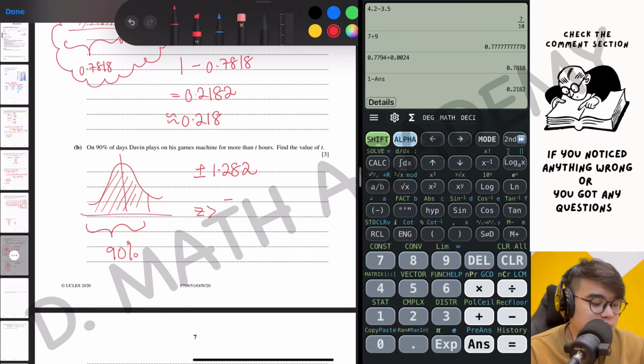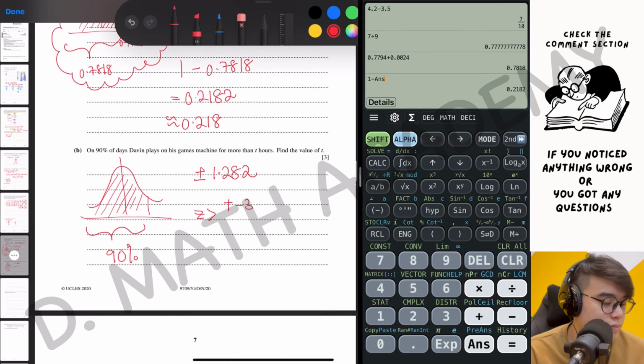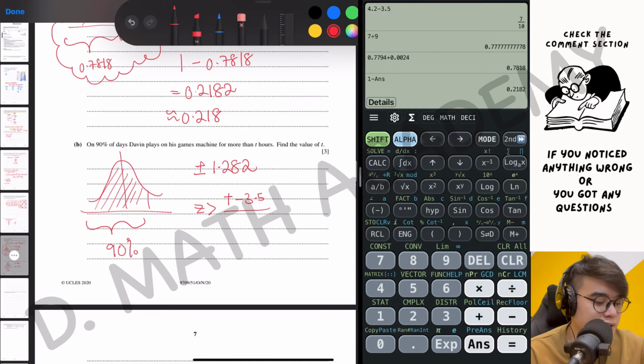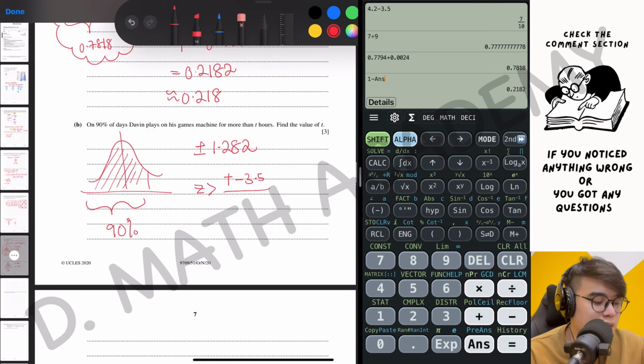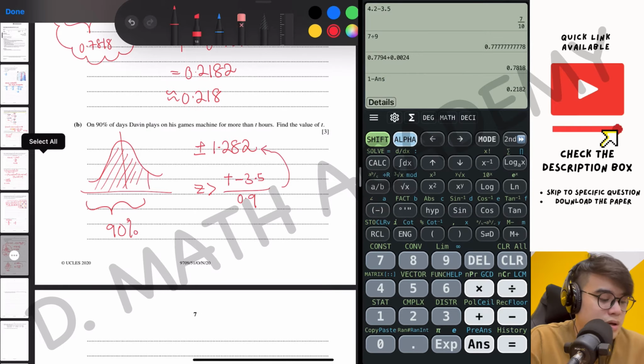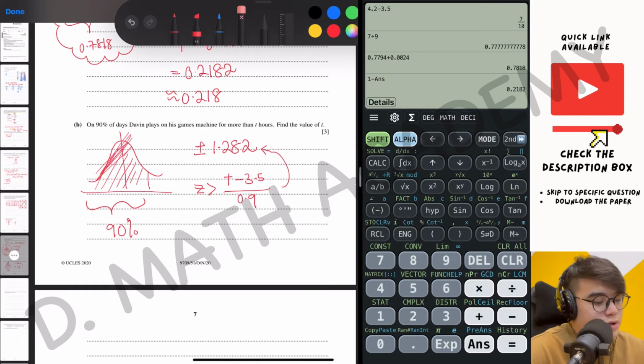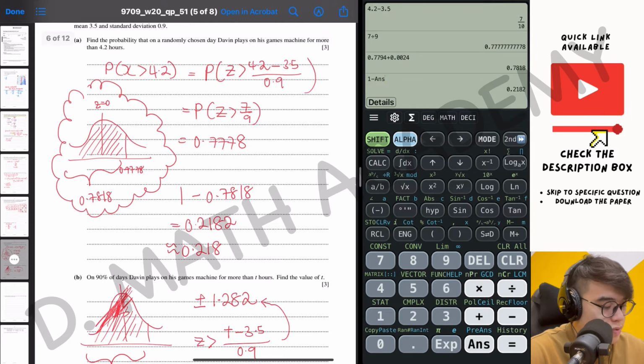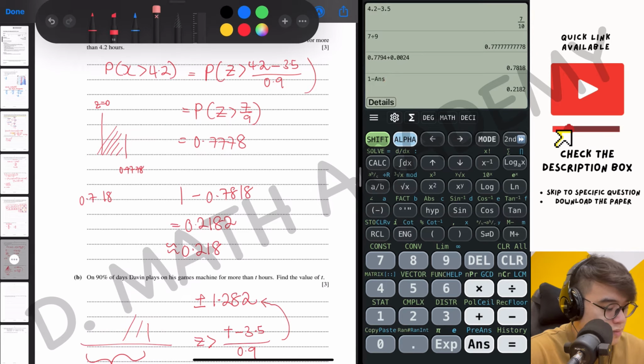Z value more than certain hours, minus our 3.5 mean, divided by our 0.9 standard deviation, and you will get your results as this. So time to run our calculation and check on what exactly we should choose. If you reread the question, you will notice that instead of drawing what I have here, I should be doing this instead.